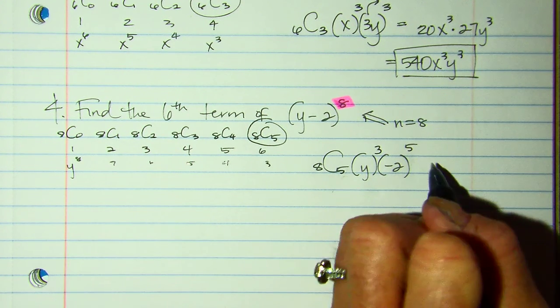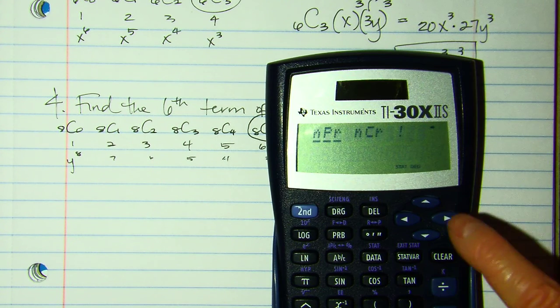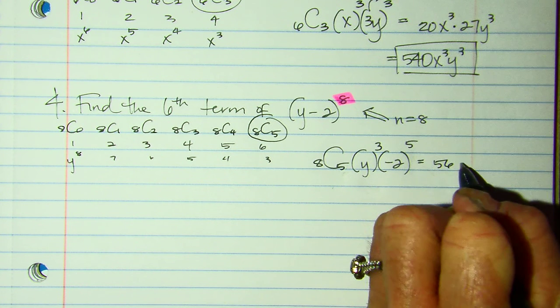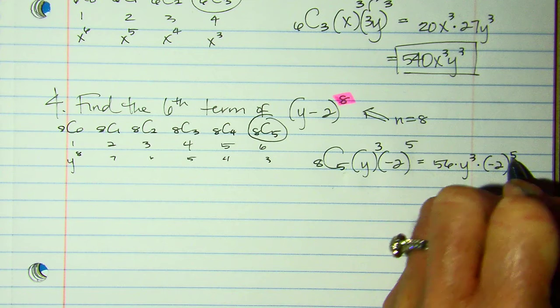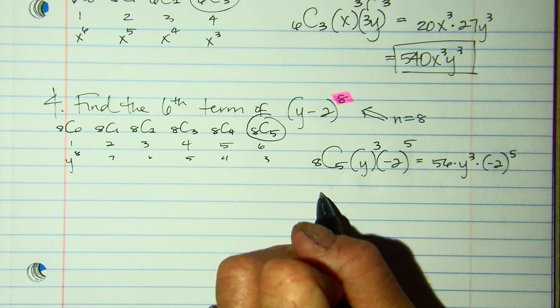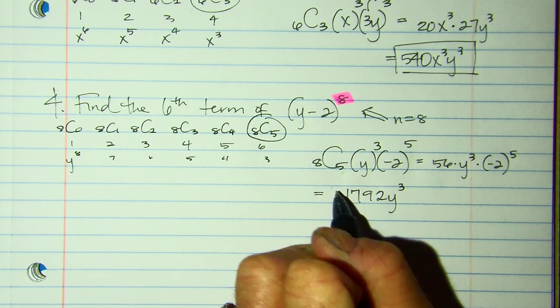All right, so I'm going to simplify this. So 8C5 is 56 times y cubed times negative 2 to the 5th. 56 times negative 2 to the 5th gives me negative 1,792y cubed.